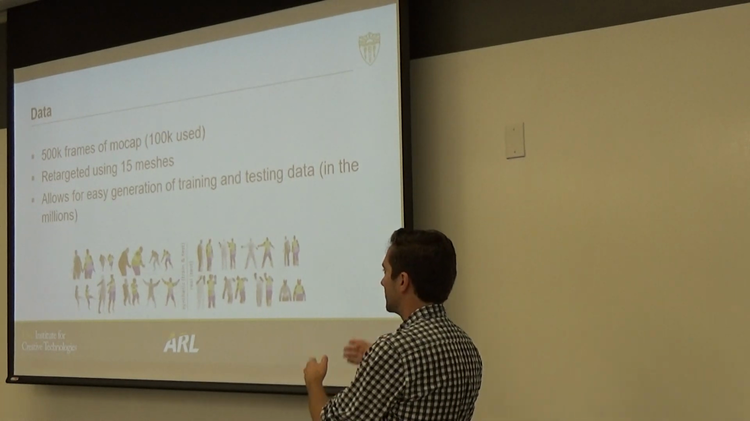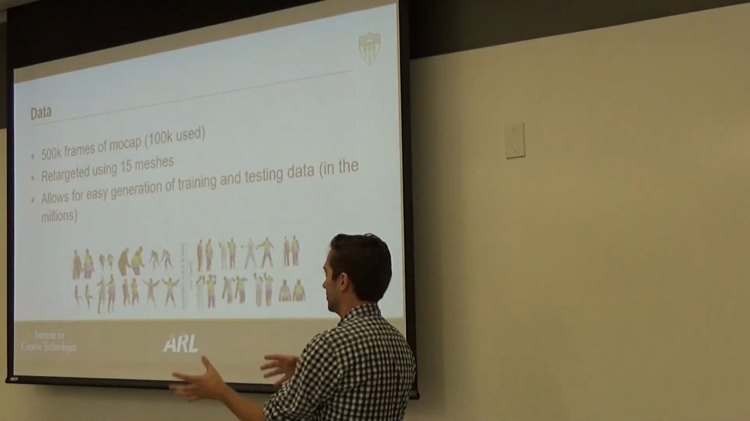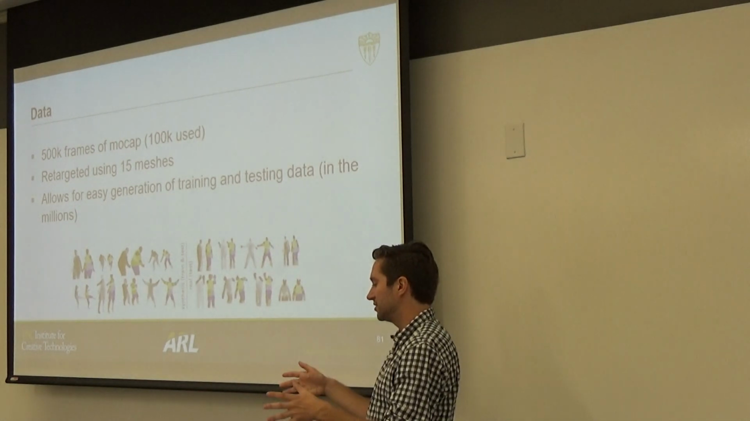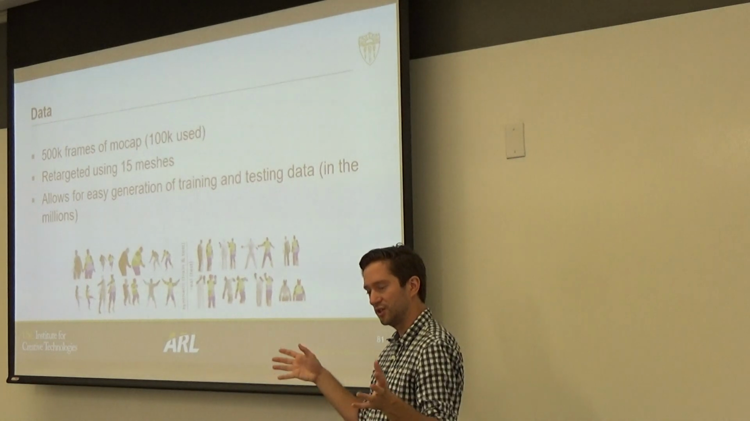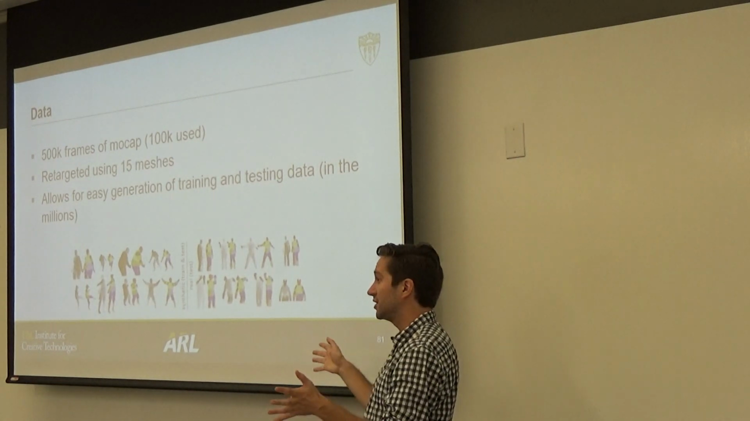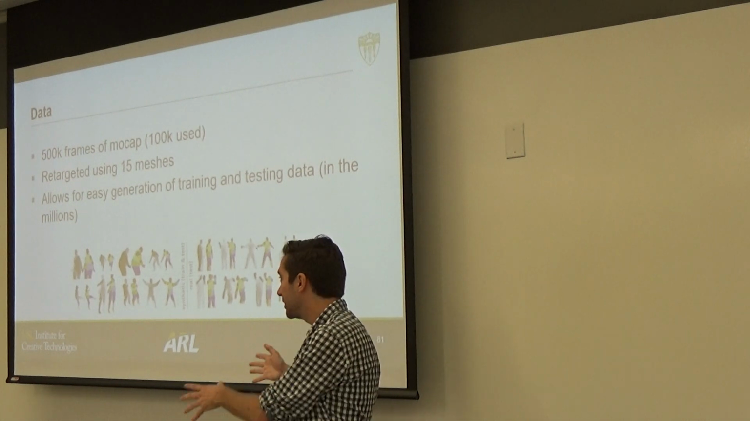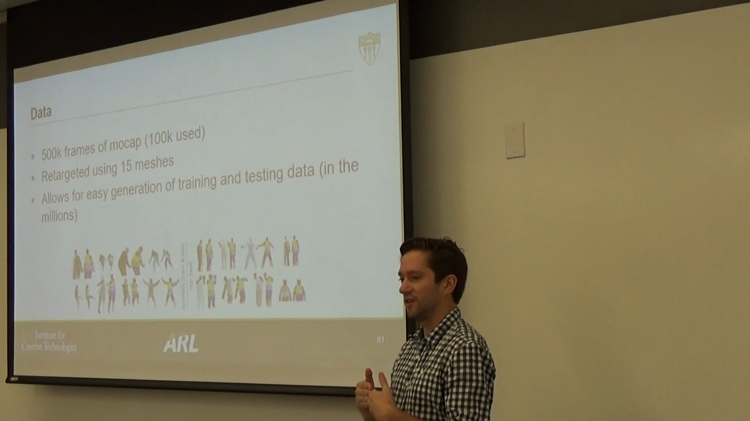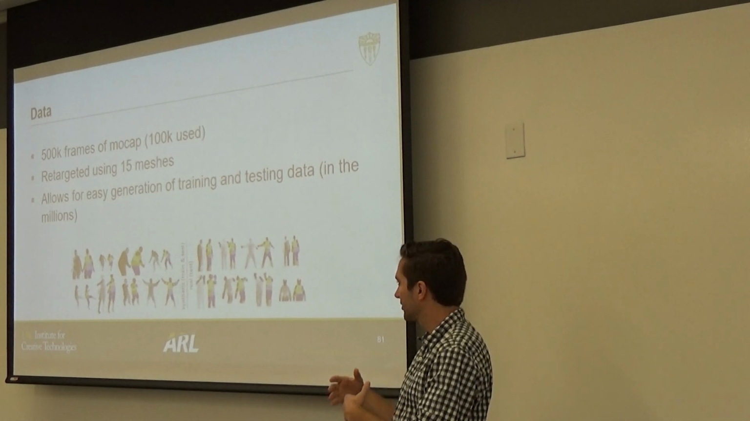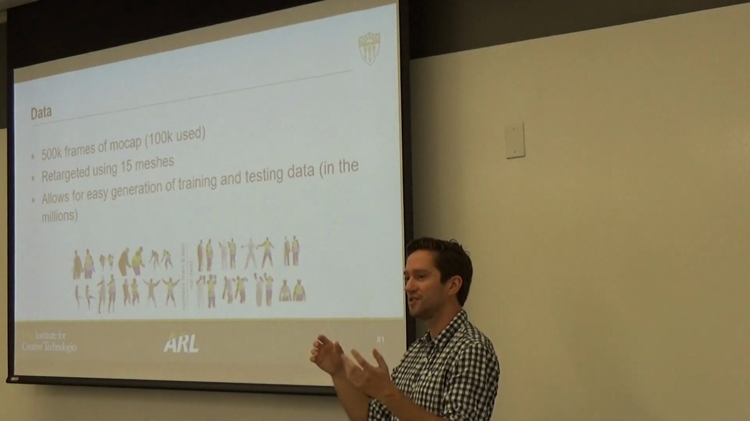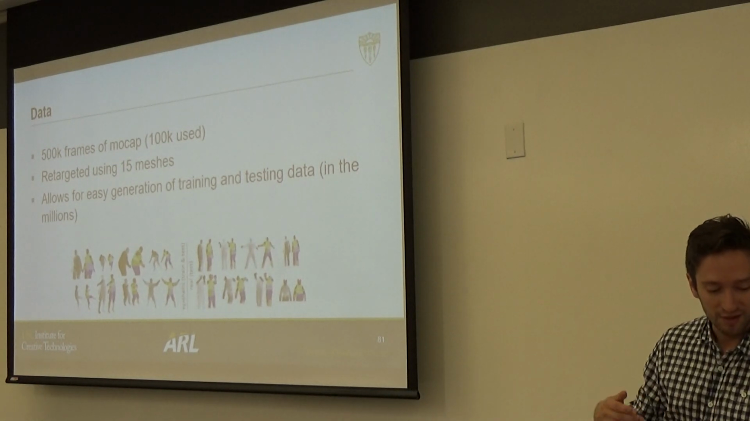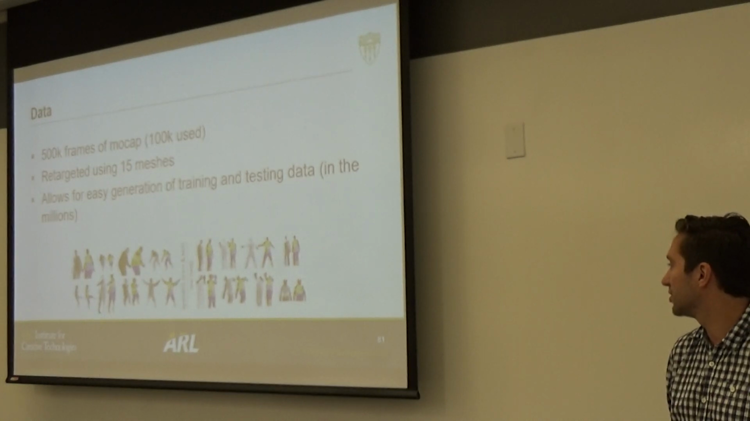So what they did is they took that data and retargeted it on different meshes, which means they took the skeleton data and different kinds of body types and created lots of animations. So it's like different people did that animation. And then they created the synthesized depth image for this data. This allowed them to use a lot of data, and this was really one of the most important factors in the success of their models.